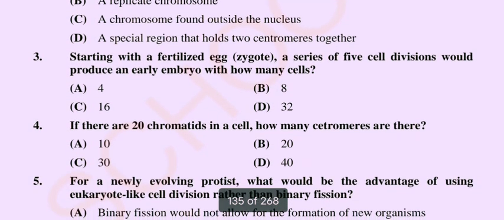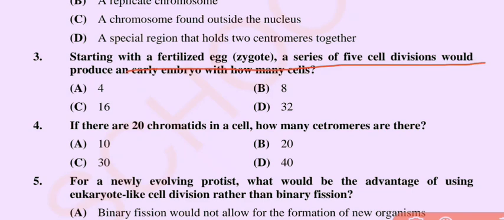Question number 3. Starting with a fertilized egg zygote, a series of 5 divisions would produce an early embryo with how many cells? Option A 4, option B 8, option C 16, option D 32. So the correct option is option D, 32 cells.